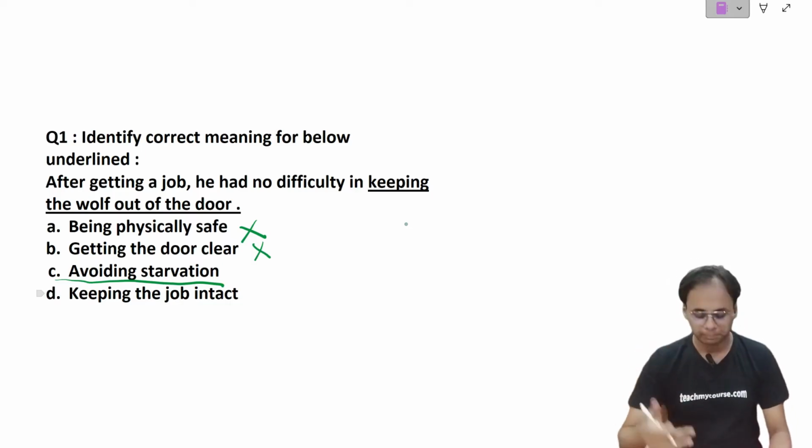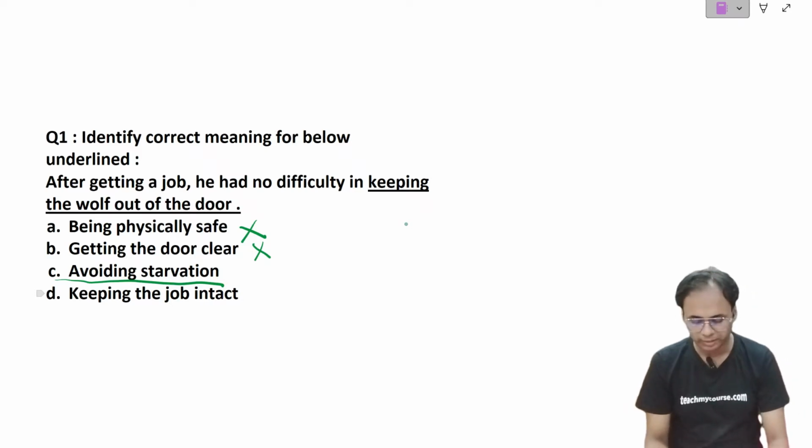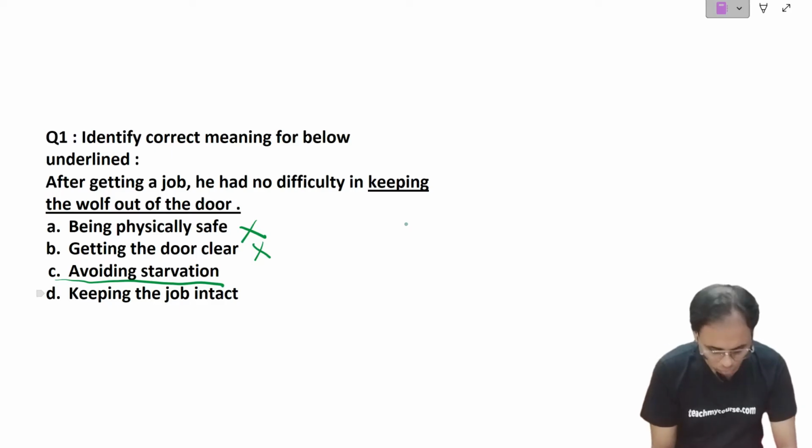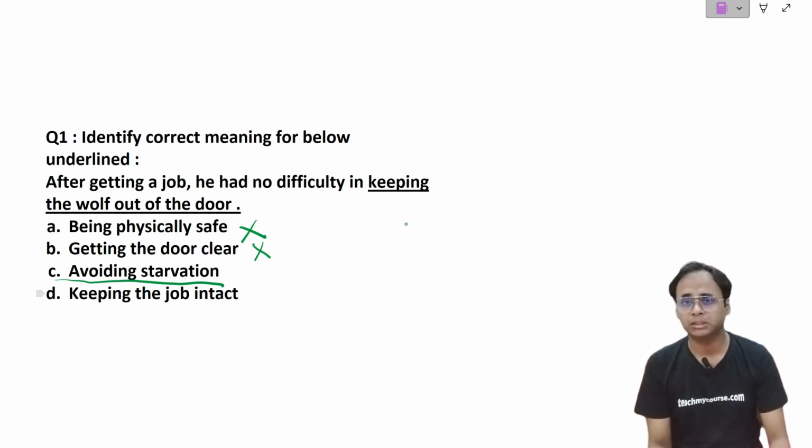Let's see the option D, which is keeping the job intact. Okay, so after getting a job, he had no difficulty in keeping the job intact. Like, just 50% of it makes sense. Okay, so it looks like avoiding starvation is the answer.